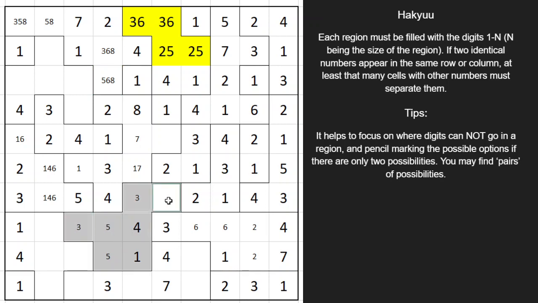4, 5, 6, 7. We're missing a 6 and a 7. Well, we're going to have a 7 here, which blocks this one. And this 7 blocks that one. So we're going to have a 7 over here. This can't be a 7 because of that one. So we're going to have a 7 in one of these two. 7, 5, 7.